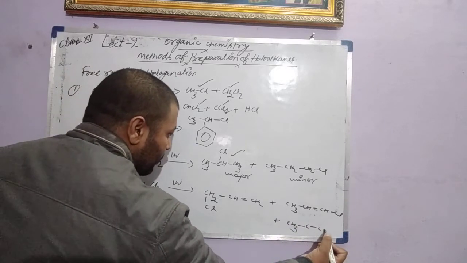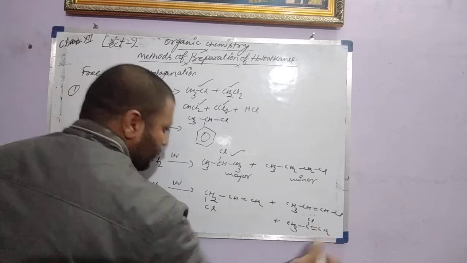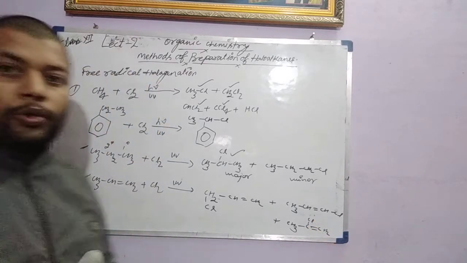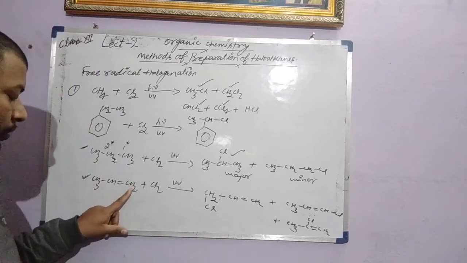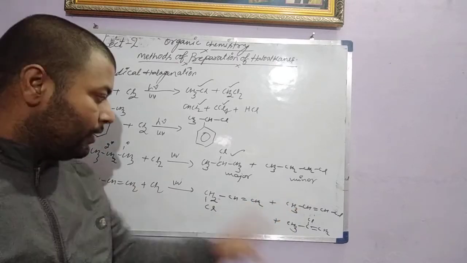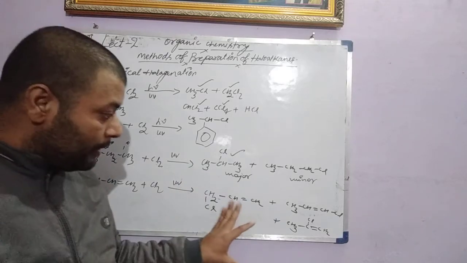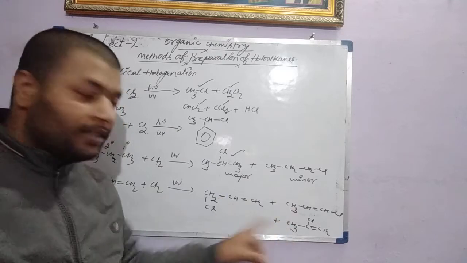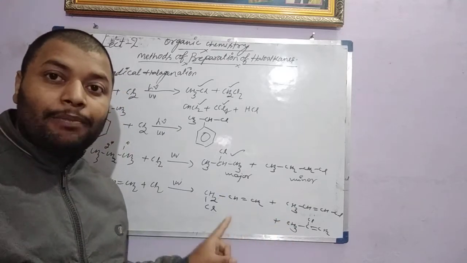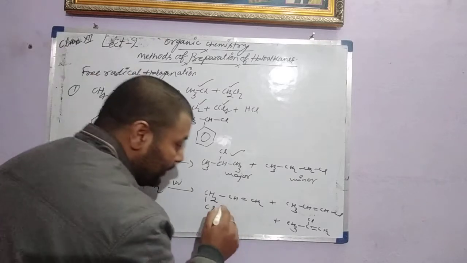and the one possibility is CH3-CCl=CH2. The chlorine may substitute the hydrogen from this carbon, or from this carbon, or from this carbon, and we have three different possibilities. So can you tell me which one is the major product? Among them, which one is the major product? The major product is this compound.